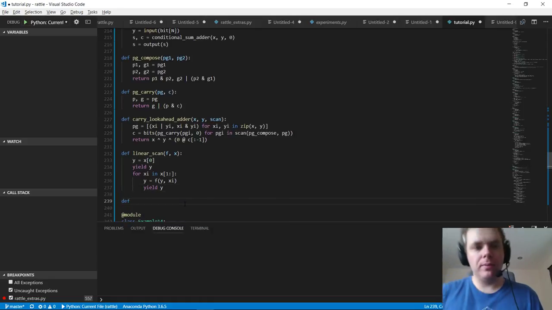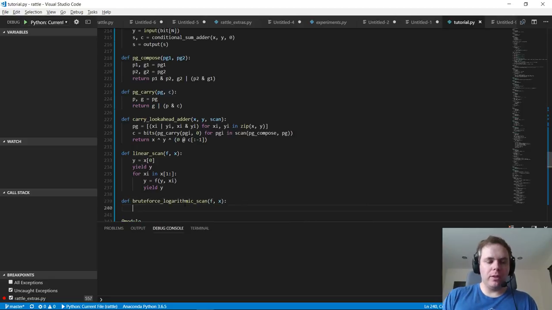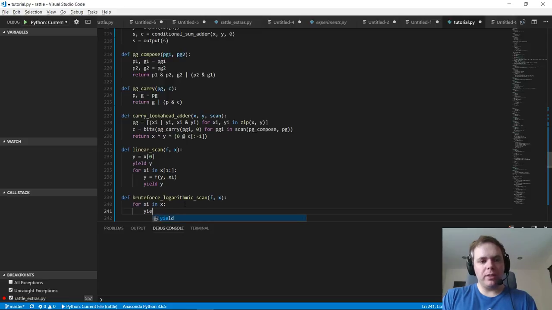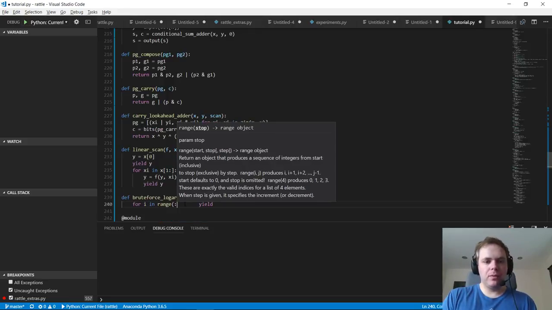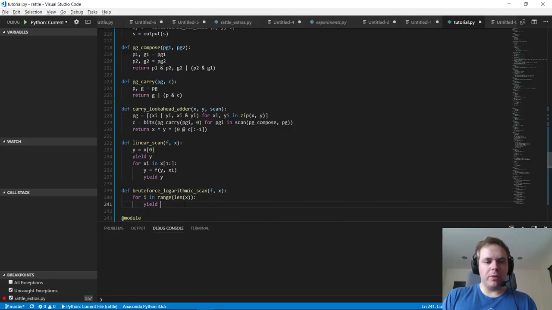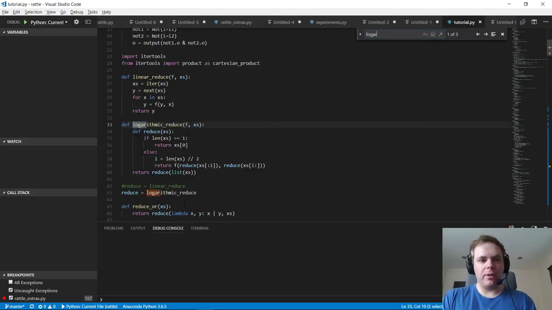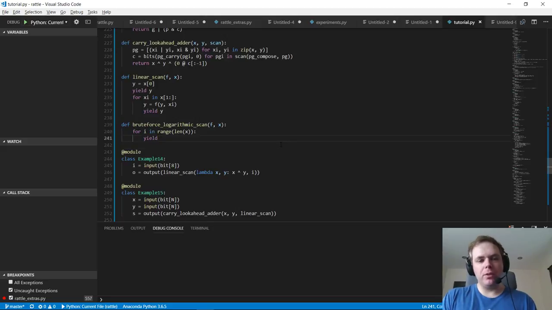Let's do what I will call brute force logarithmic scan, which is just using what we already know from earlier. For every position, you simply instantiate a logarithmic reduce circuit for that specific output element. We already have logarithmic reduce, and what we do is logarithmic reduce on everything up to that position. This may be off by one because the top element doesn't include the element, so I think we have to do it like this.